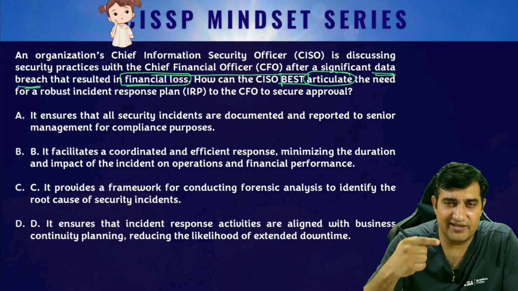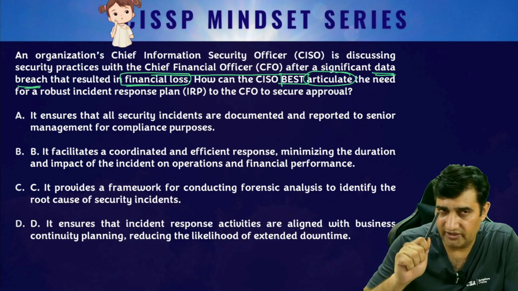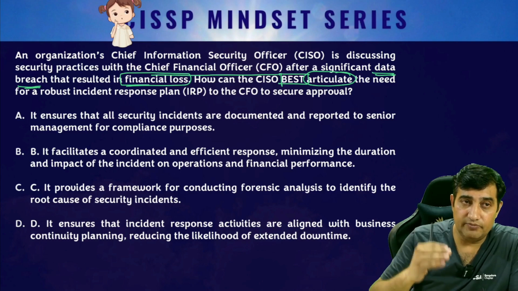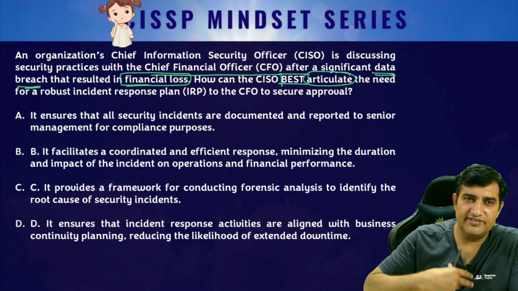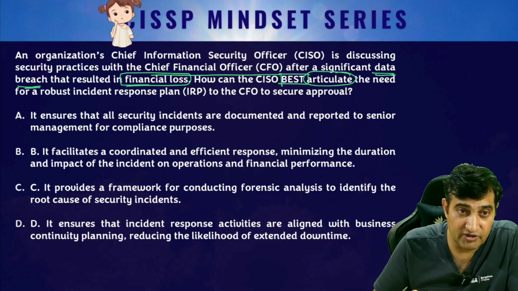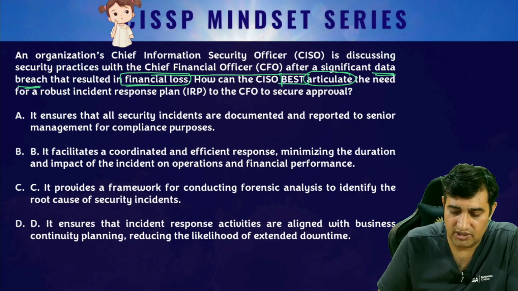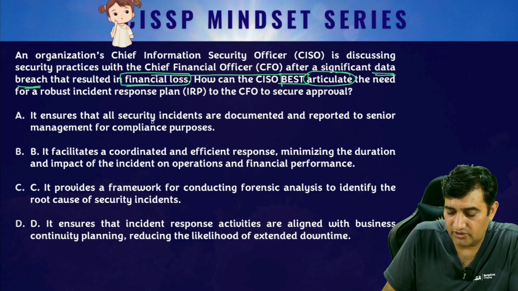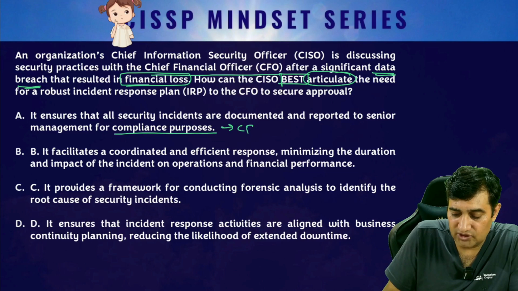How you are going to convince as a security guy, because in objective number 1.3 during governance we have also understood that security has to be aligned with business, because costing and budget also comes as part of it. You need to make sure that you have that convincing power, you are a very good communicator as a security guy, and in that way what is the best way to communicate to finance when it comes to security controls. So let's go through and see. It ensures that all security incidents are documented and reported to senior management for compliance purposes. Is the CFO responsible for compliance?